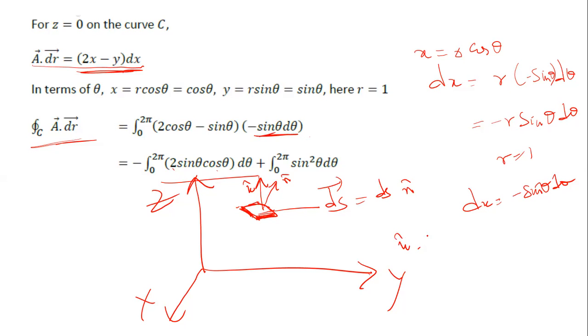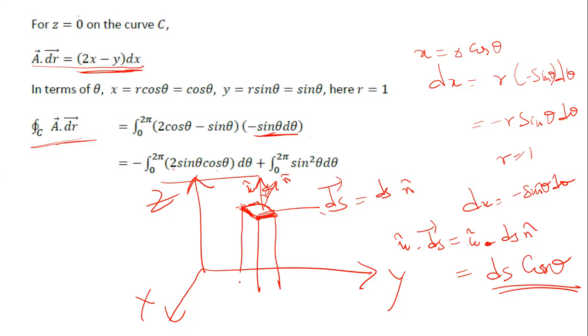what is that? k cap with the dS vector will be k cap dot dS n cap. If the angle between them is theta, this results in k cap dot n cap, where the magnitudes of both vectors are 1, so the angle between them gives cos theta. So it will result in dS cos theta. So what is dS cos theta? If this is your dS here, dS cos theta is the projection of this surface on your xy plane.